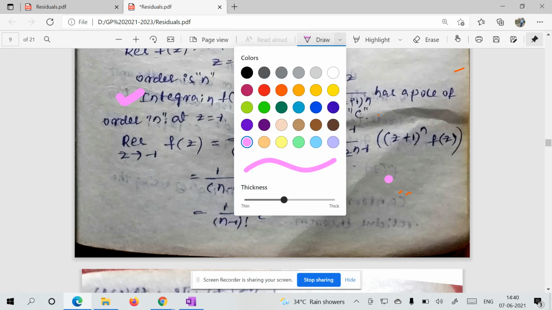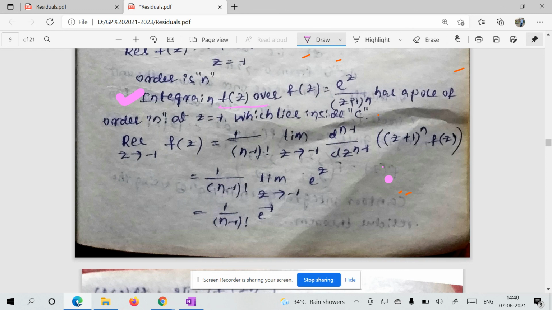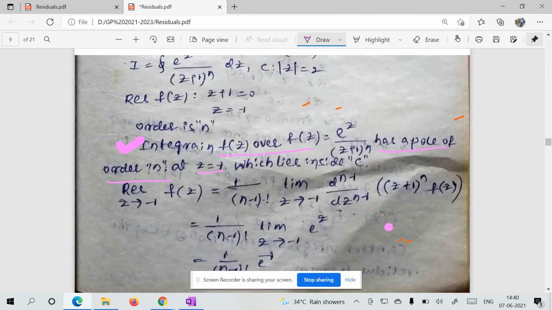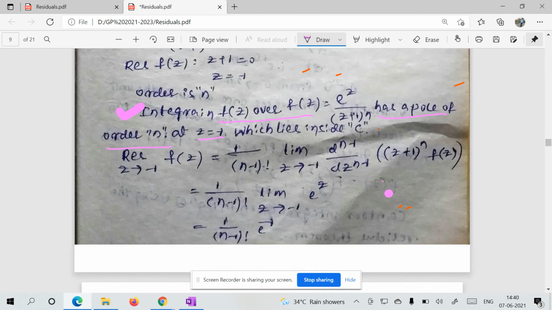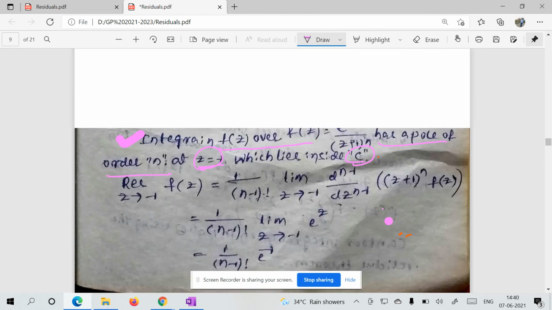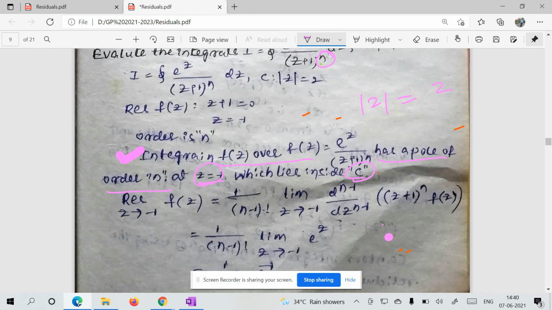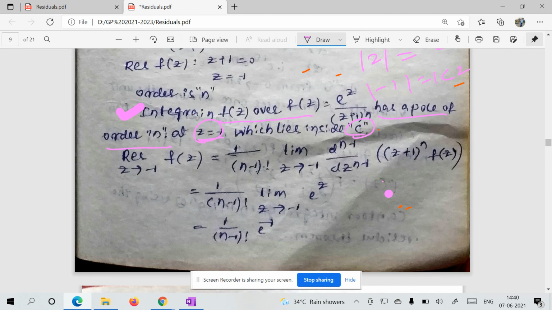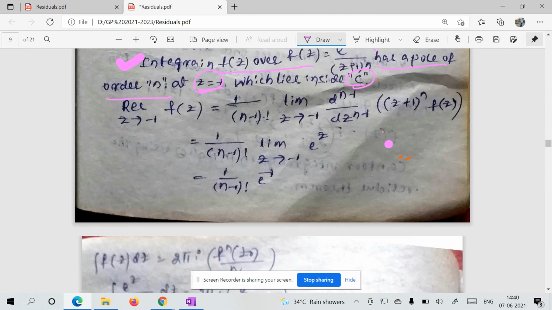Integral. The given function is f of z equal to e power z by z plus 1 whole to the power of n, which has a pole of order n at z equal to minus 1. What is the order of the pole? The order is n. The pole of order n at z equal to minus 1 lies inside C. We check that mod z is 2 and mod of minus 1 is 1, which is less than 2. The condition is satisfied.